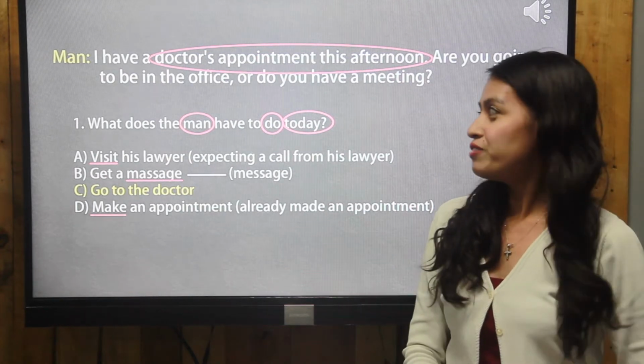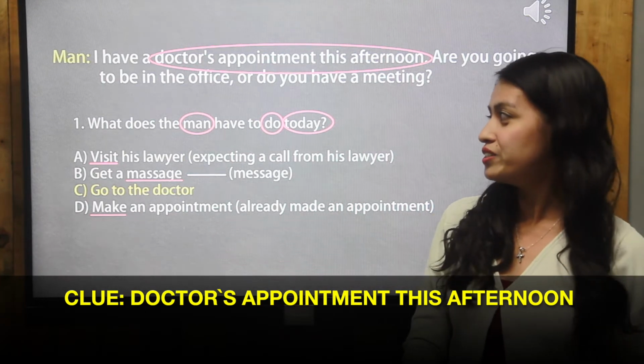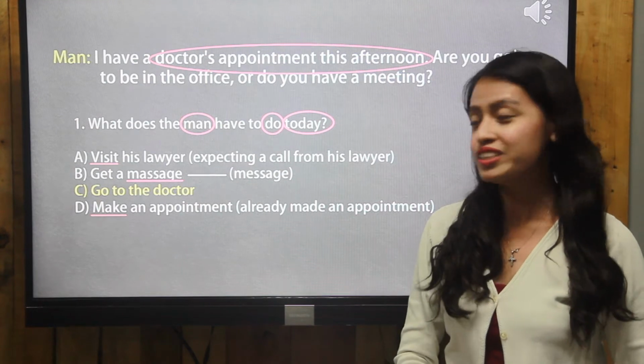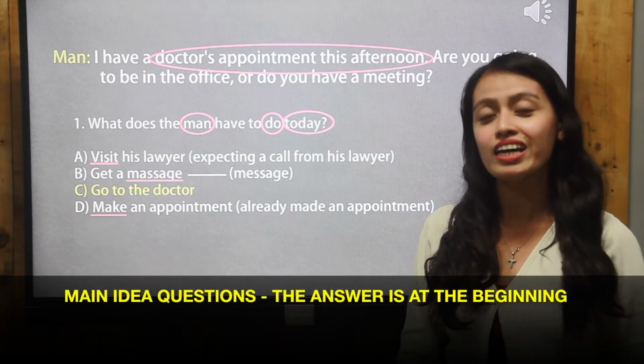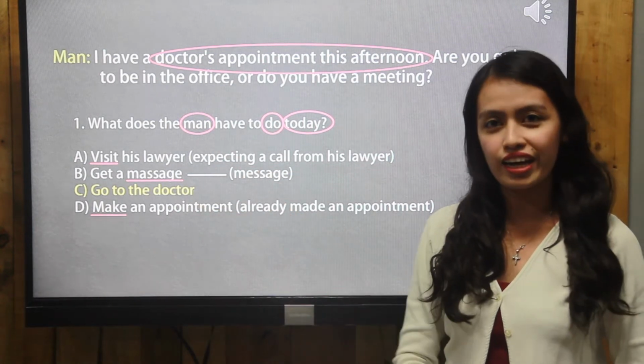Now, the phrase doctor's appointment this afternoon will serve as your clue on how to answer this question. Since this is an example of a main idea question, you can usually find the information at the beginning of the conversation. So for number 1, letter C is the correct answer.